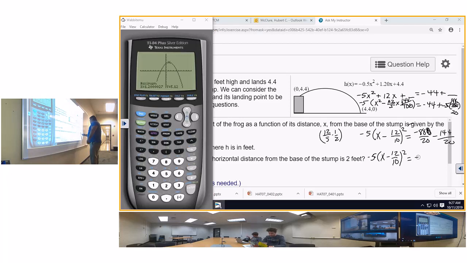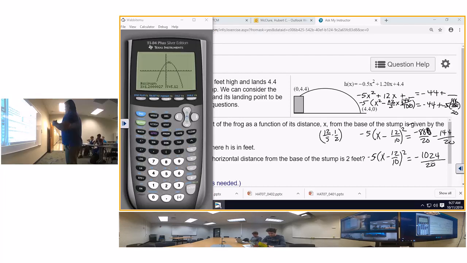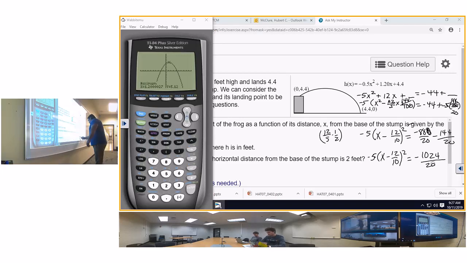So we don't have to multiply. 1,024 divided by 20, instead of it being 512, it's going to be 51.2. Somebody check me. You're correct. So that's negative 5 times x minus 12 tenths quantity squared is equal to, what did I say, 51.2? Yes, sir. Negative 51.2. Now divide 51.2 by 5.